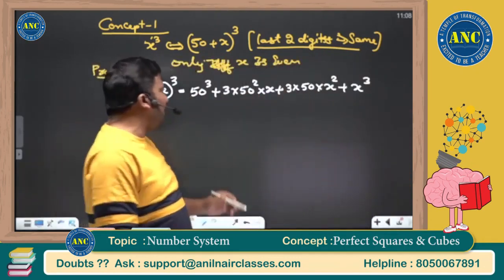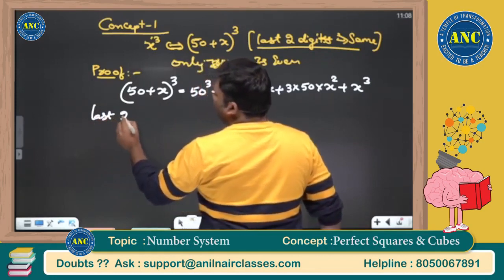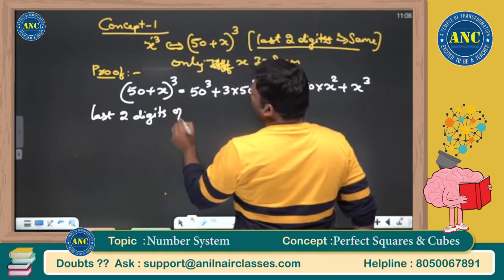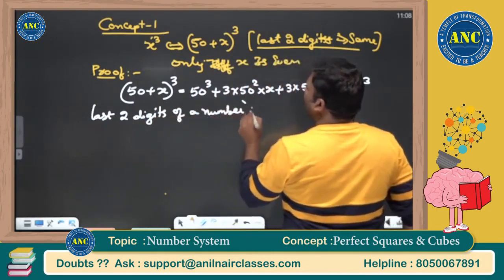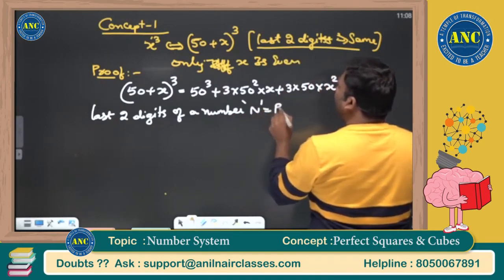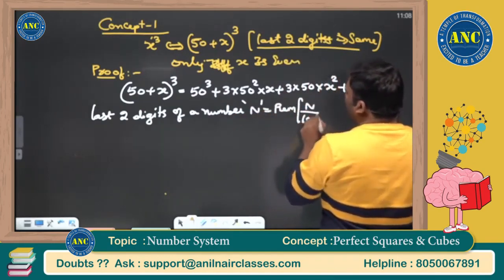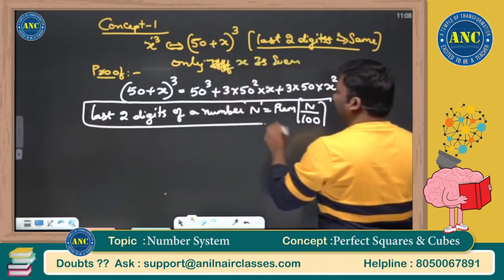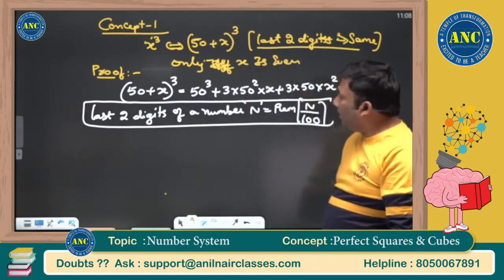Yesterday we discussed a very, very important point. The last two digits of a number are nothing but the remainder when you divide the number by 100. When you divide any number by 100, you will get the last two digits.